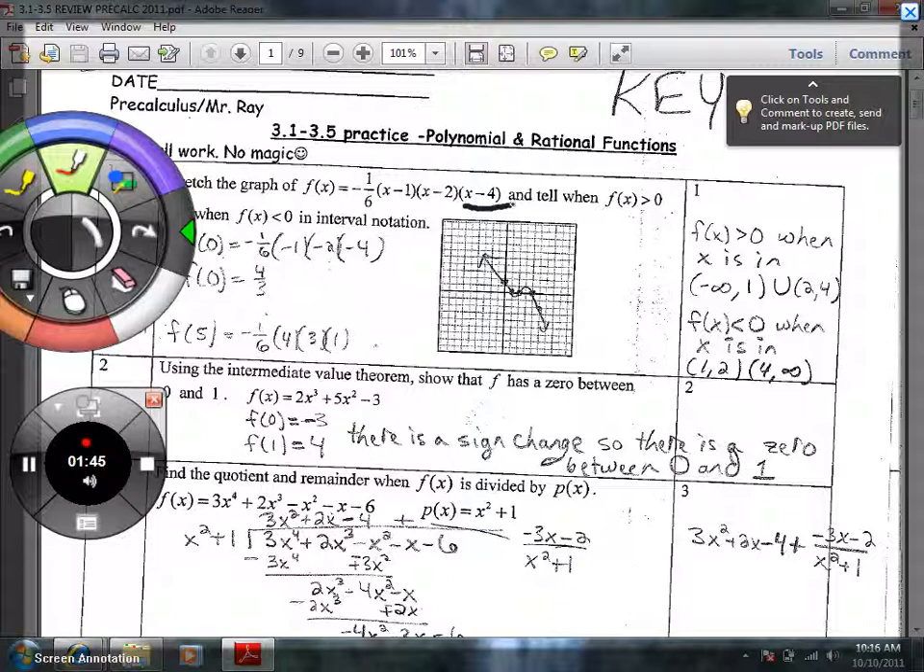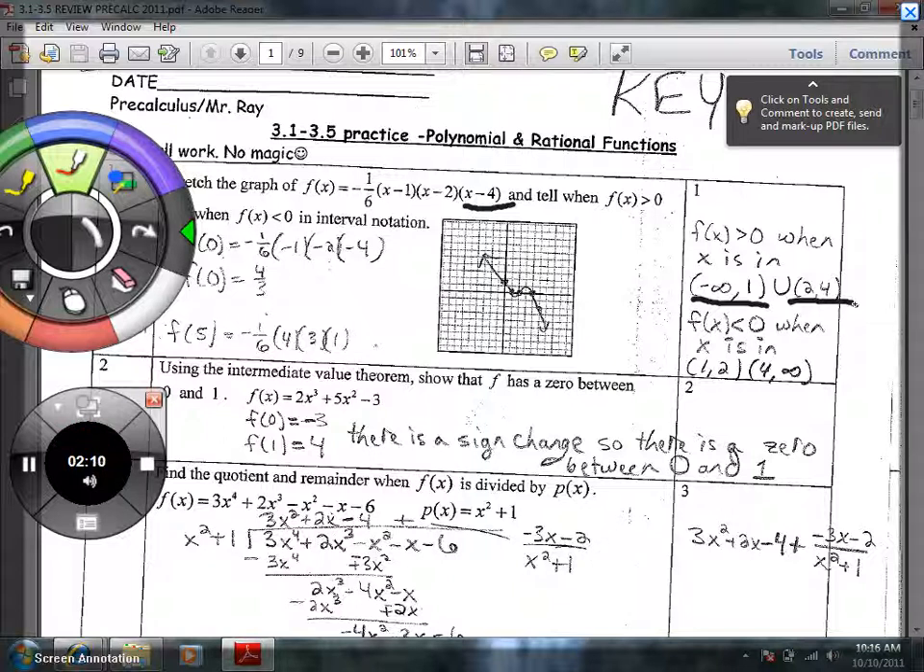Okay? And then when you look at the sketch of the graph, it's pretty easy to tell when f of x is greater than 0. It's when it's above the x-axis. So you can see that that would be negative infinity to 1. And then you can also tell that from 2 to 4, so we would union those two, from 2 to 4. You can see when it's above the x-axis.